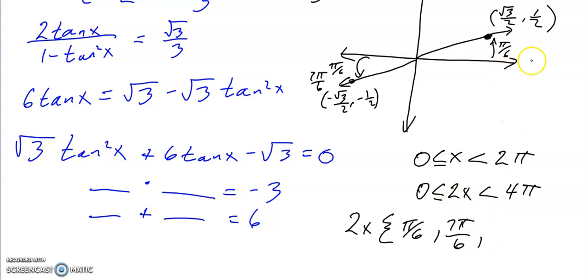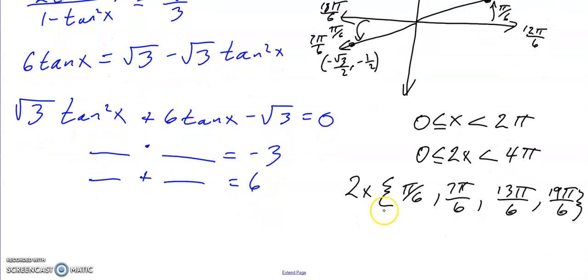So if we have 2 pi, which is 12 pi over 6, and I add another pi over 6, that's going to be 13 pi over 6. This is 18 pi over 6, because that's 3 pi right there, plus another pi over 6. That's going to give me 19 pi over 6. So there are my solution sets for 2x.